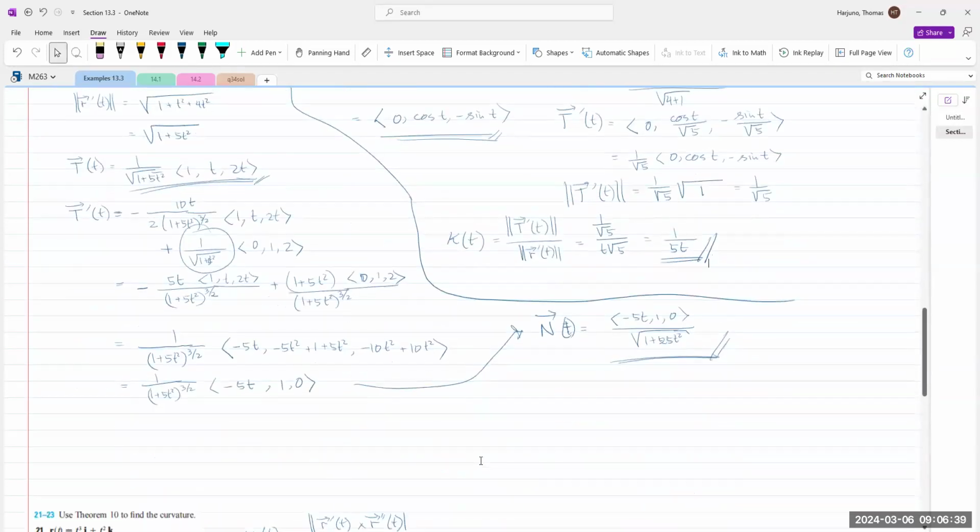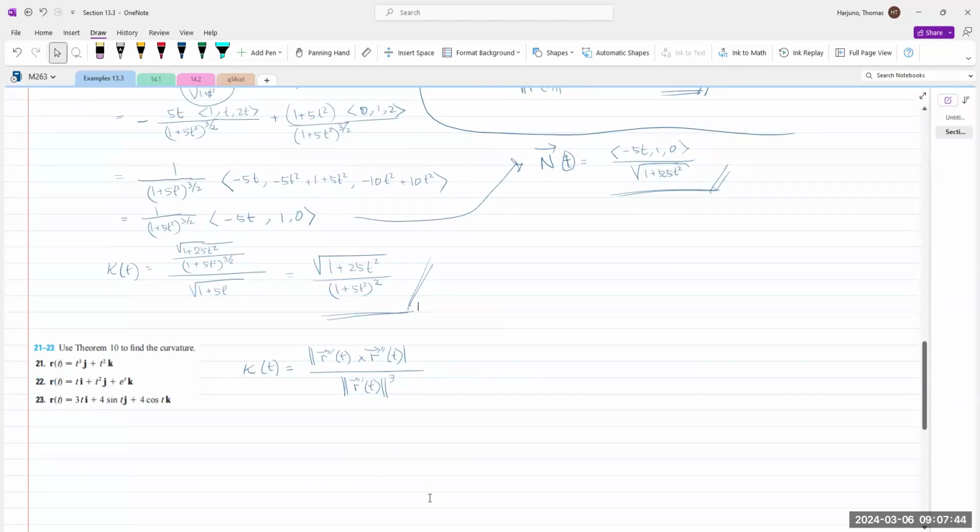I think we have that formula also in number 20 already. The curvature at time t is the magnitude of the derivative of the unit tangent vector, which is square root of 1 plus 25t squared over 1 plus 5t squared to the power of 3 halves, divided by square root of 1 plus 5t squared, which will give us square root of 1 plus 25t squared over 1 plus 5t squared, being squared. Okay, that's the curvature.